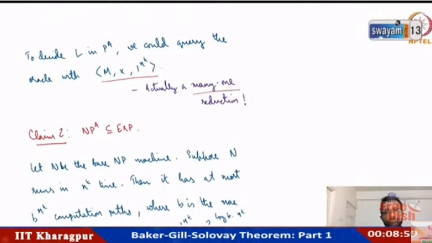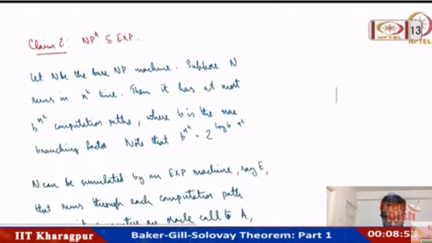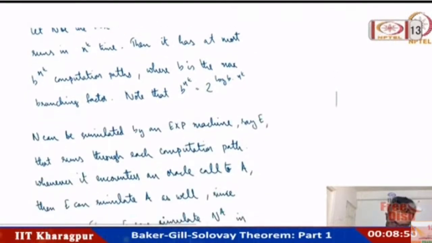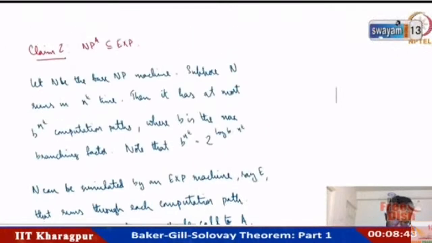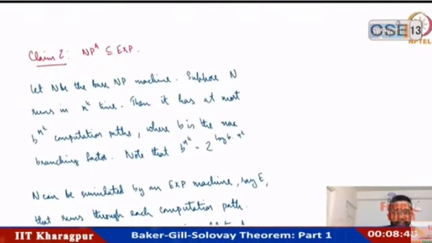The second part is to show that NP to the A is contained in EXP time. Okay, so this is slightly more involved. Let's see the proof. So let N be the NP machine, right? So there is NP to the A, so the base machine is N. It's an NP machine, so it runs in non-deterministic polynomial time. Suppose the running time is n power k.